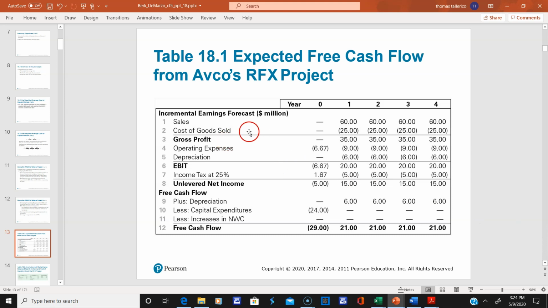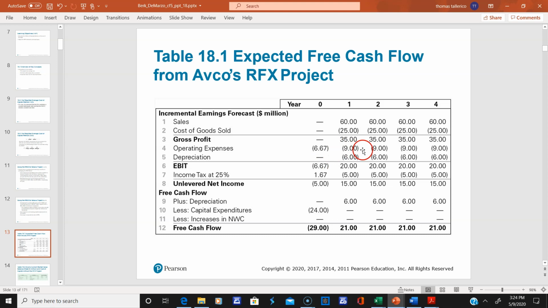Okay, so here is the incremental earnings forecast. You've got to be careful here. There's a small income statement right here, and then here are the free cash flows, and here's how we're determining the free cash flows. You can see this is unlevered. You notice there's no debt here, right? So we're unlevered. Here are the sales, and here's the cost of goods sold, as they told you, which gives us the gross profit. Here are the operating expenses.